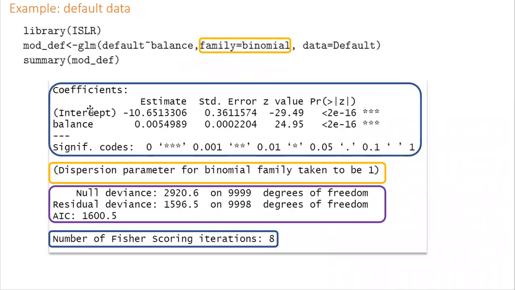All right, so to look at some output, some example of something that you might see, let's continue with this default data. So default is coded as 1s and 0s. And we just set family equals binomial, and we're leaving on the default link function. So that is going to give us the logit function. In other words, we have logistic regression.